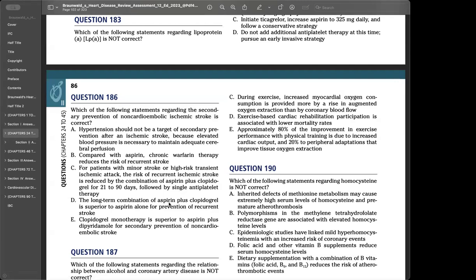Option B, compared with aspirin, chronic warfarin therapy reduces the risk of recurrent stroke. This is false.